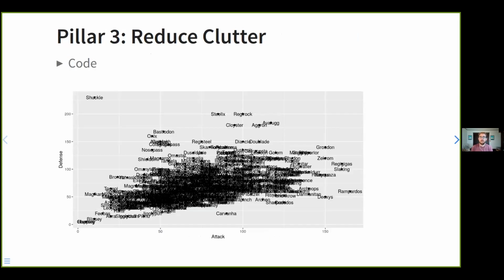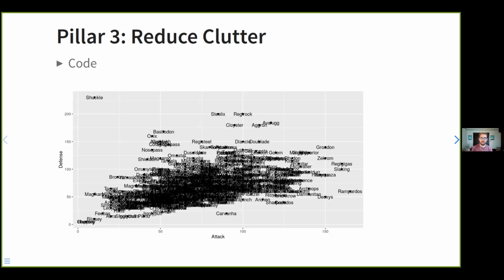Pillar 3, reduce clutter. So this is an example of a plot using some data we're going to actually play with in class, in-class activity, looking at Pokemon. And if you're not familiar with Pokemon, you're going to learn about it in your assignment as well. They're basically fictional monsters that people have come up with that have all these different stats, like attack or defense or hit points. And there's a lot of data we have on each Pokemon here. And obviously, this is not a very good plot. The reason for that is it's just extremely cluttered.